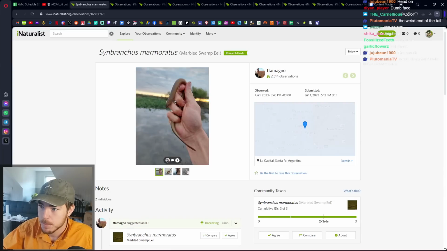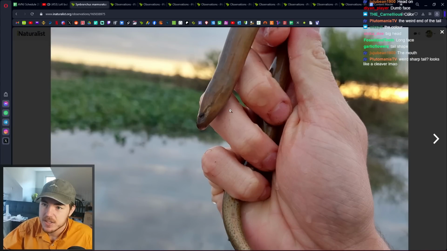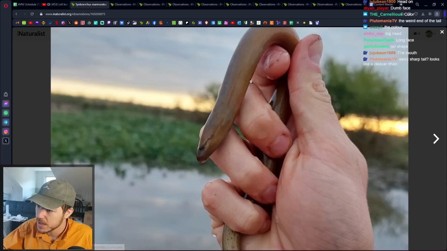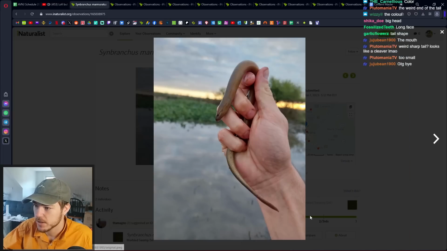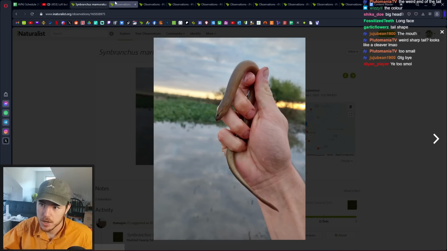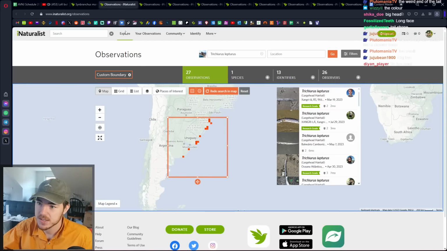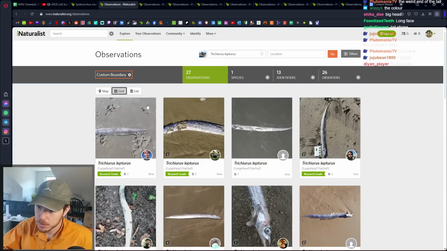Okay, marbled swamp eel. Is the face long enough? Maybe. It is lacking fins overall. Okay, tail shape probably looks about right. It is a little bit too small, but you know, things can grow. So we'll keep this here for now because things can grow. That could just be a picture of a small one.